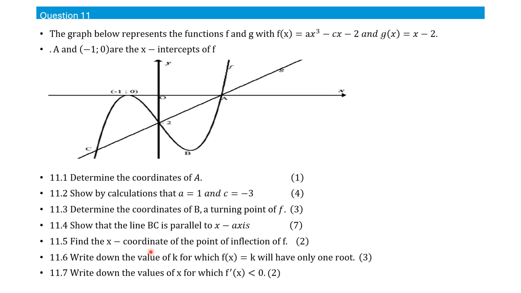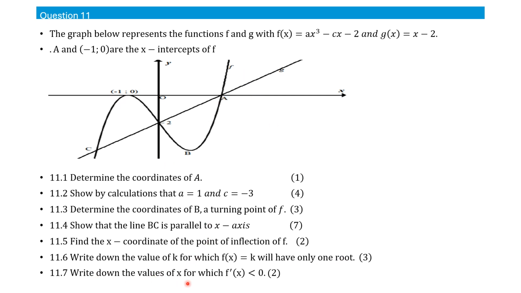11.5, find the x-coordinate of the point of inflection of f. For point of inflection, we find the second derivative, make it equal to 0, and solve. Write down the value of k for which f of x equal to k will have only one root. So we look at how we can shift this graph up or down to ensure that it only touches the x-axis at one place. The x-cut must only be in one place.